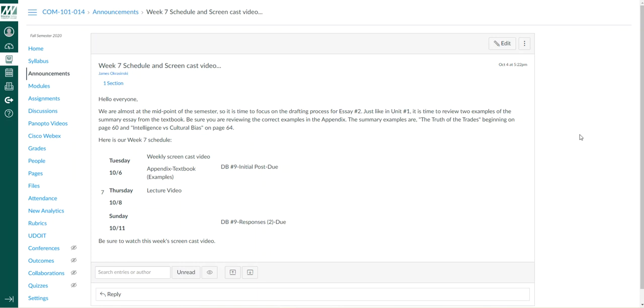We're going to start focusing on the drafting process for Essay 2, and just like in the first unit, it's time to review two example essays in the appendix in the textbook. Be sure you're reviewing the correct examples. The summary examples are titled The Truth of the Trades, which begins on page 60, and Intelligence versus Cultural Bias on page 64. And let me get through the schedule here.